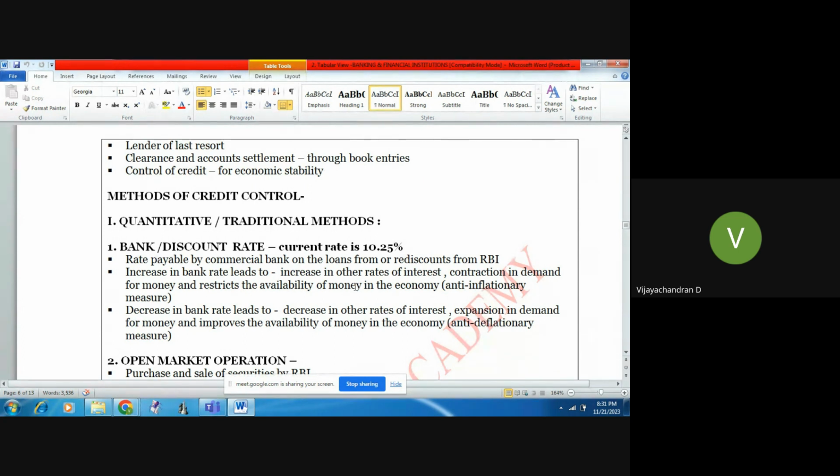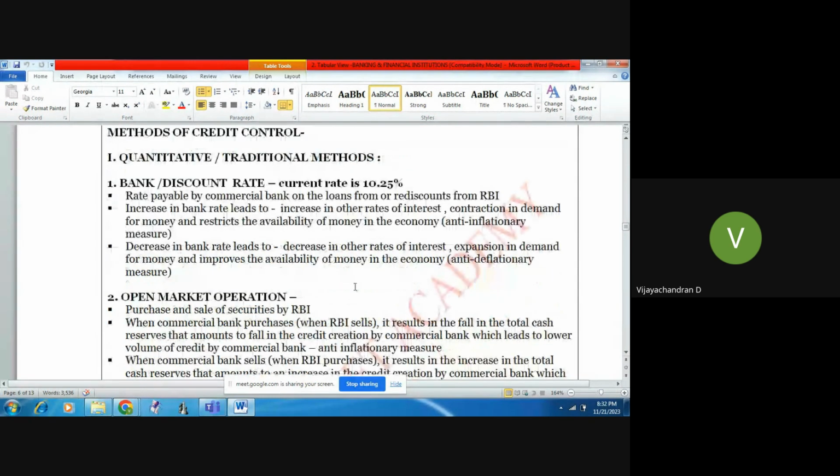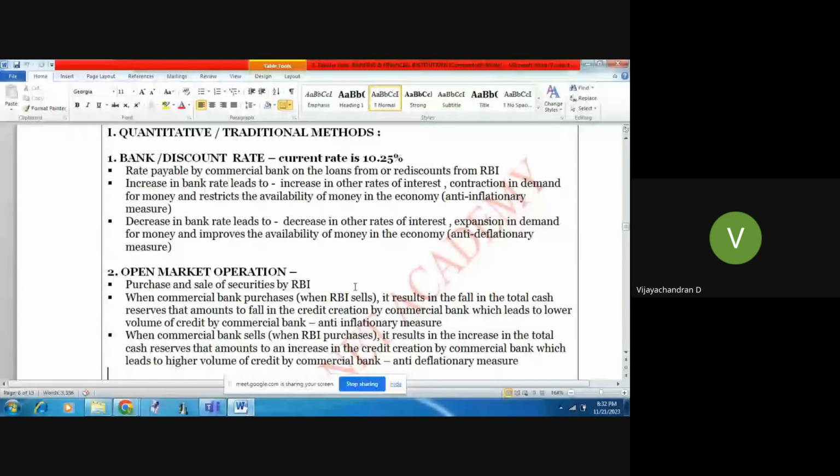Suppose they are lending at a higher interest rate, what happens? There will be a contraction of credit. If the interest rate is very low, what happens? There will be an expansion of credit. So by the variation of the interest rate fixed by the RBI, there will be a contraction and an expansion of credit. Understand that with the variation of the interest rate, that is the bank rate.